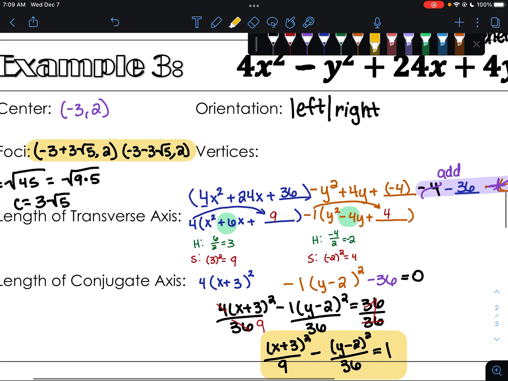Our vertices only affect the x value of our center again because it is a left-right hyperbola. So the vertices you should have got were 0, 2, and -6, 2.